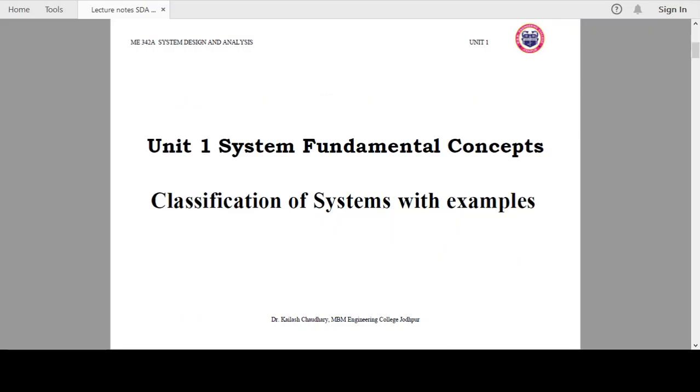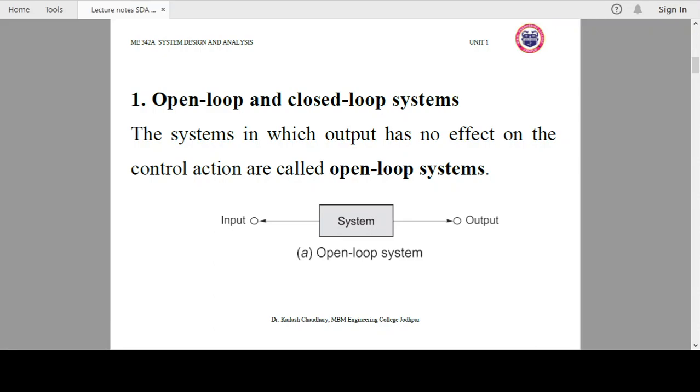In this lecture, we'll try to understand the classification of systems, what are the different systems we use in daily life, and I'll show a few examples which will clear the differentiation between various systems. So we'll discuss in detail various systems right now in this lecture.